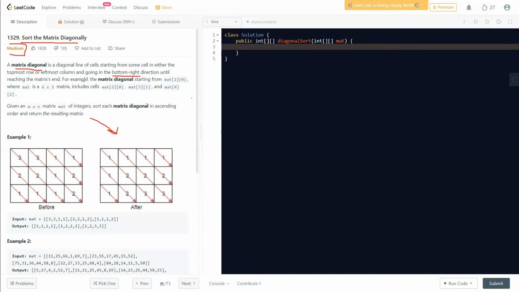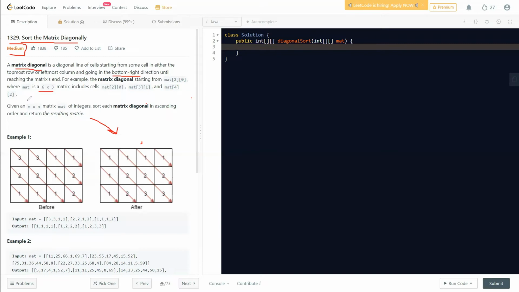For example, the matrix diagonal starting from mat[2][0], in a matrix of 6 cross 3, includes mat[2][0], [3][1], [4][2]. So if it starts from 2 0, it will go somewhere down the line. That's the idea, if it has a matrix, say 6 cross 3.